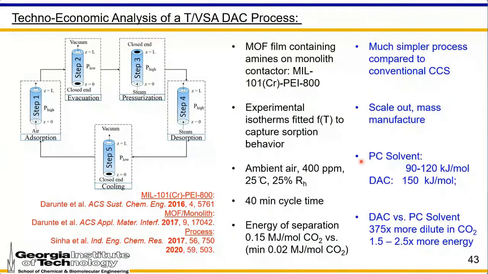These processes for direct air capture are relatively simpler than processes for conventional CCS because of the fact that we don't have to do as much heat integration. We can make them in a mass manufacturing type of paradigm rather than making large units. We can mass manufacture smaller units. And what's promising is even though we're about 400 times more dilute in CO2, we're not 400 times more energy, because if we design the process for a dilute feed on purpose, we can make the energy required actually quite low, only 1.5 to 2.5 times more than the post-combustion solvent-based process, as an example.